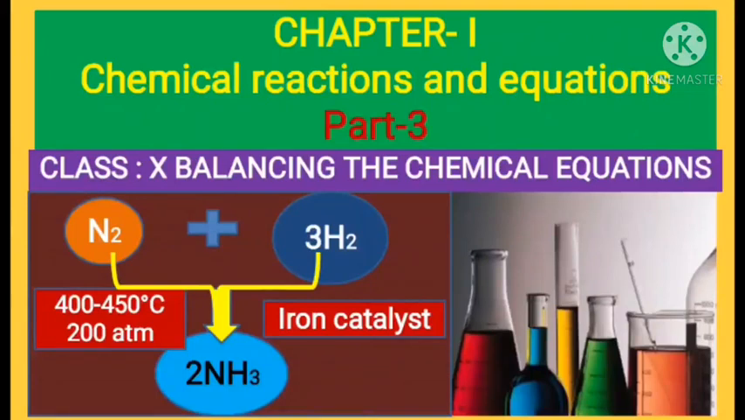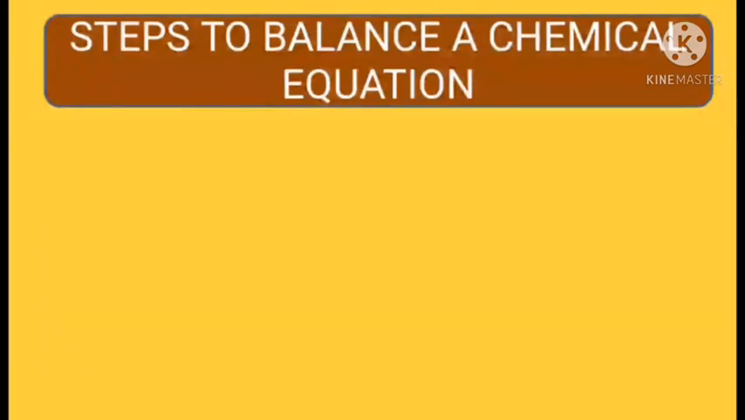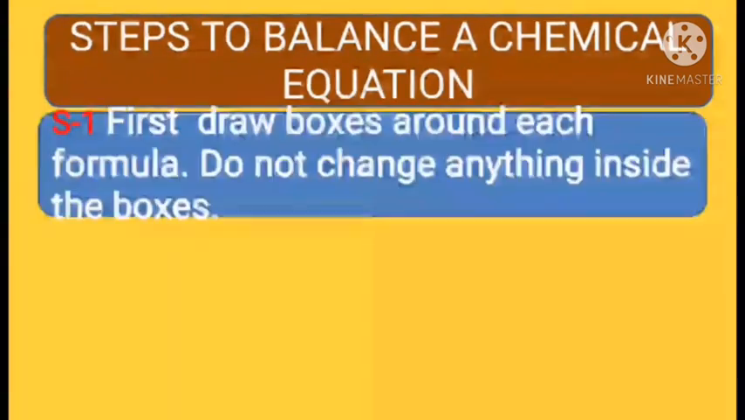Chapter 1: Chemical Reactions and Equations, Part 3: Balancing the Chemical Equations. Learning objectives: revising the steps to write balanced chemical equations, and balancing chemical equations with a few examples.